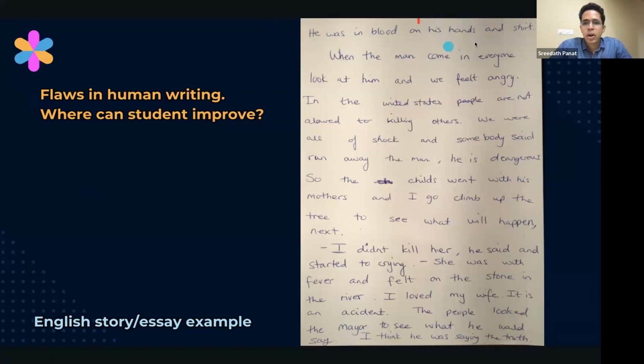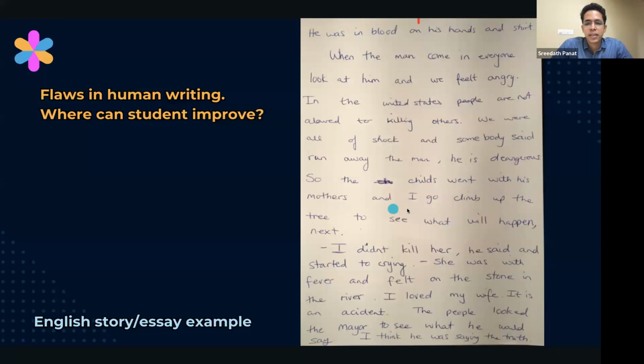He was in blood on his hands and shirt. When the man come in, everyone look at him and we feel angry. There are already some grammar mistakes here. In the United States, so here United States, U and S should be capital. People are not allowed. Allowed has a missing L to killing others. We were all of shock, and somebody said, run away the man. He is dangerous. So dangerous spelling is completely wrong. So the child's is wrong. Children is the correct spelling.